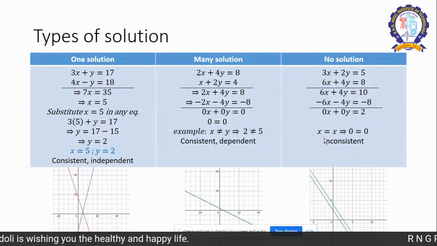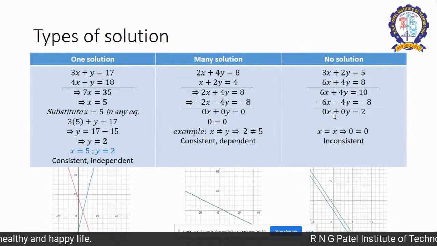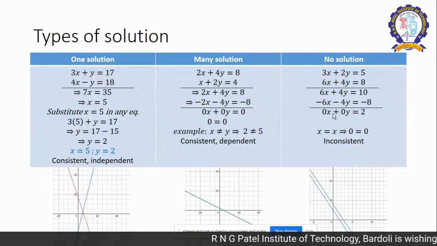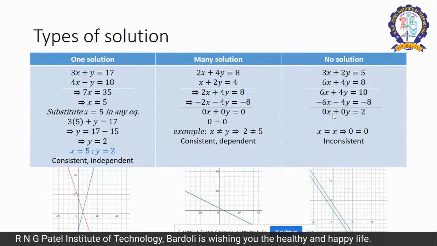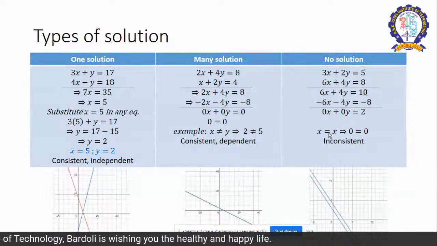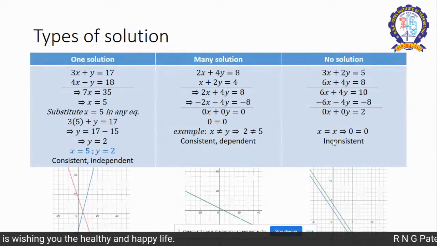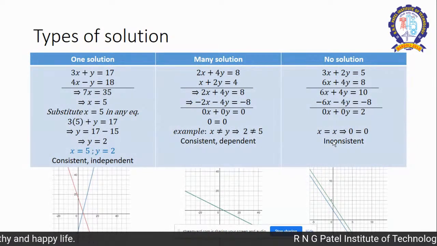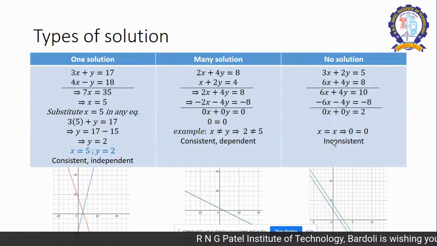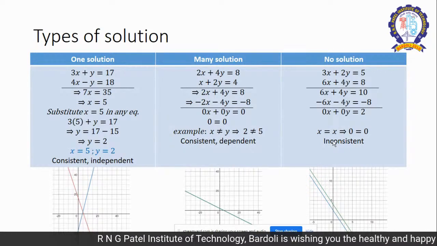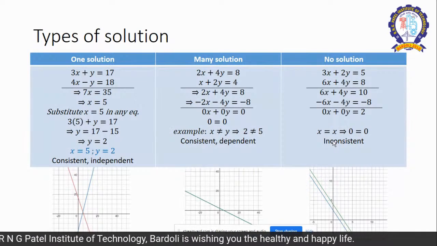So this is for x or y, may take 0, it gives value 2. So how is it possible? This is an inconsistent equation, and whenever we make a plot of that, we get two separate parallel lines. So from the graph, we can easily identify whether it has one solution, many solutions, or no solution.